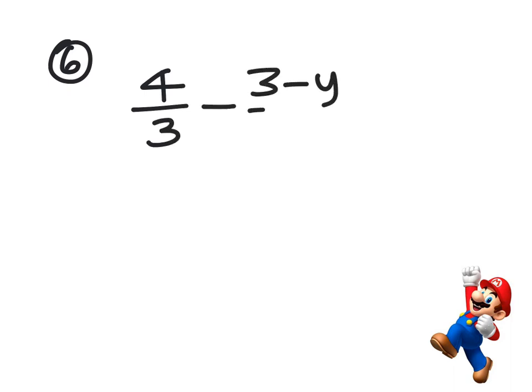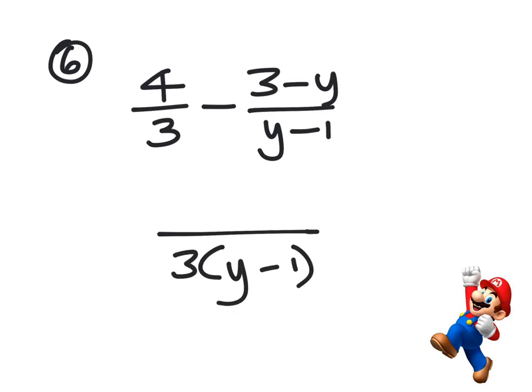Question 6. This was the one last week that we got a wee bit wrong again because of the signs. So please be careful of the signs. So we'll have this situation here, 4 over 3 take away 3 minus y over 1. So we get the new bottom number, that's easy. Right, we just do the 3 times the y minus the 1.